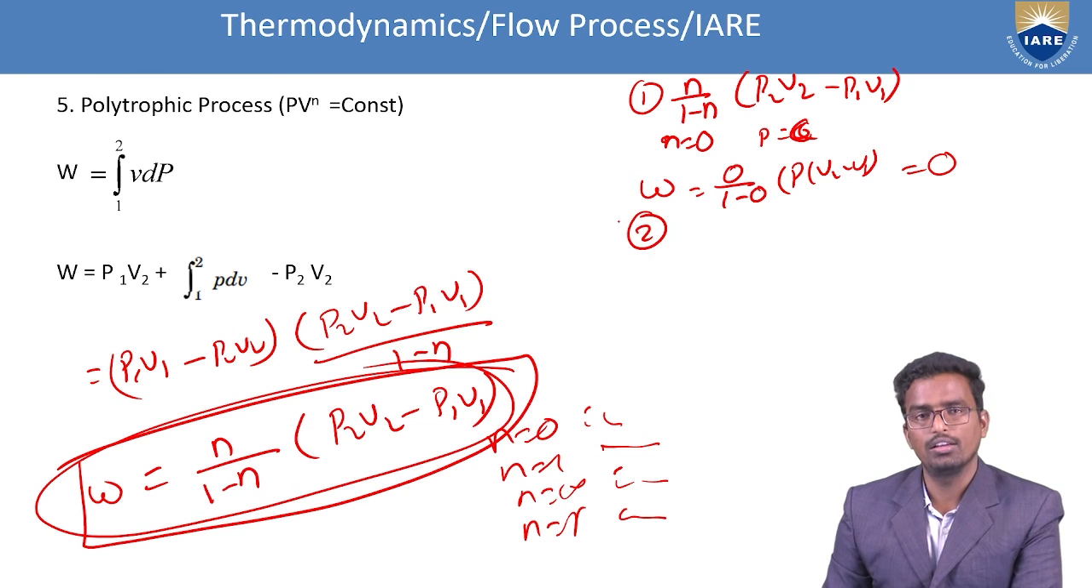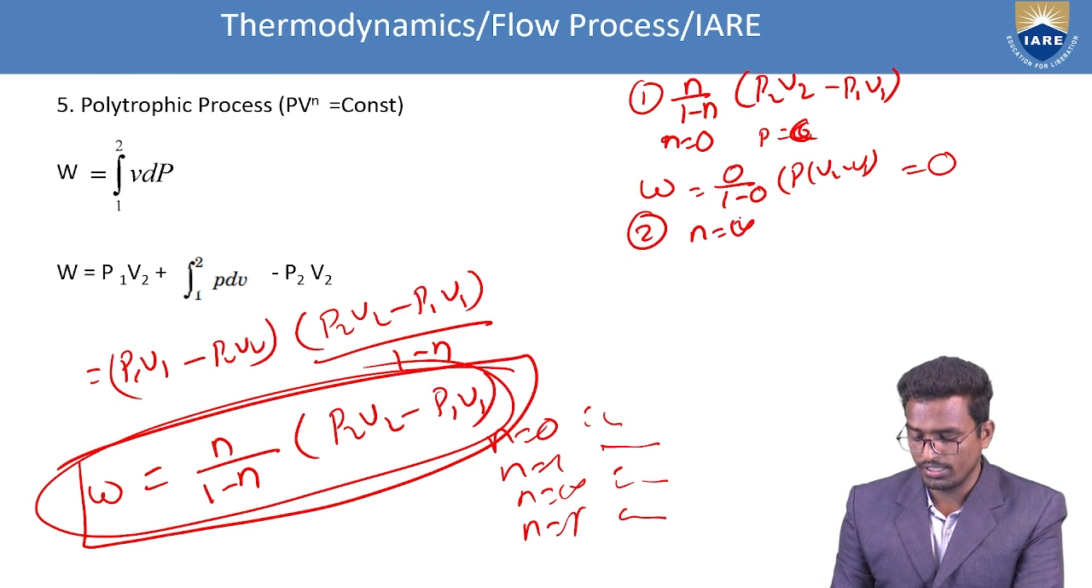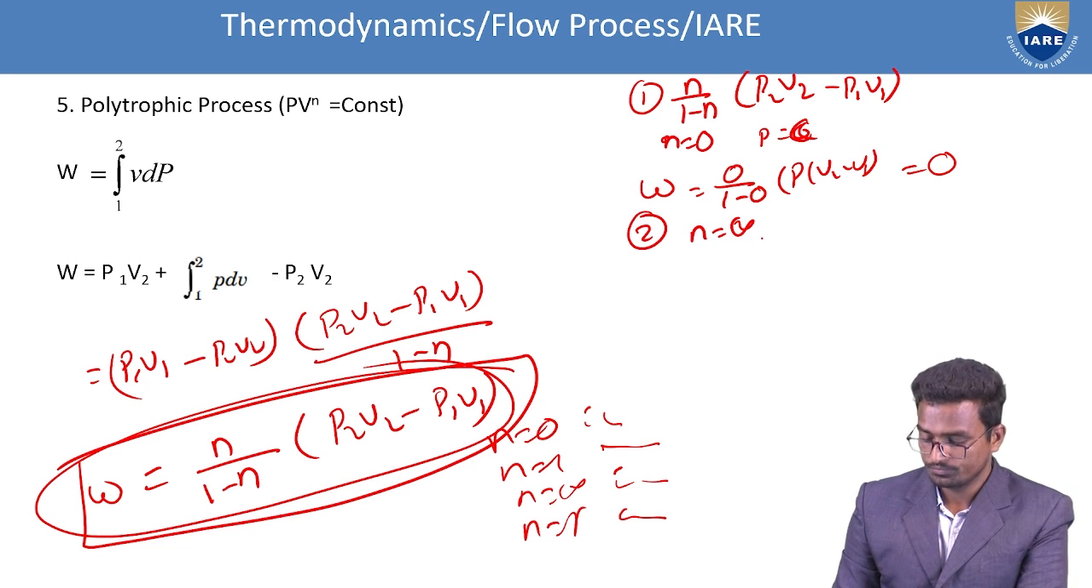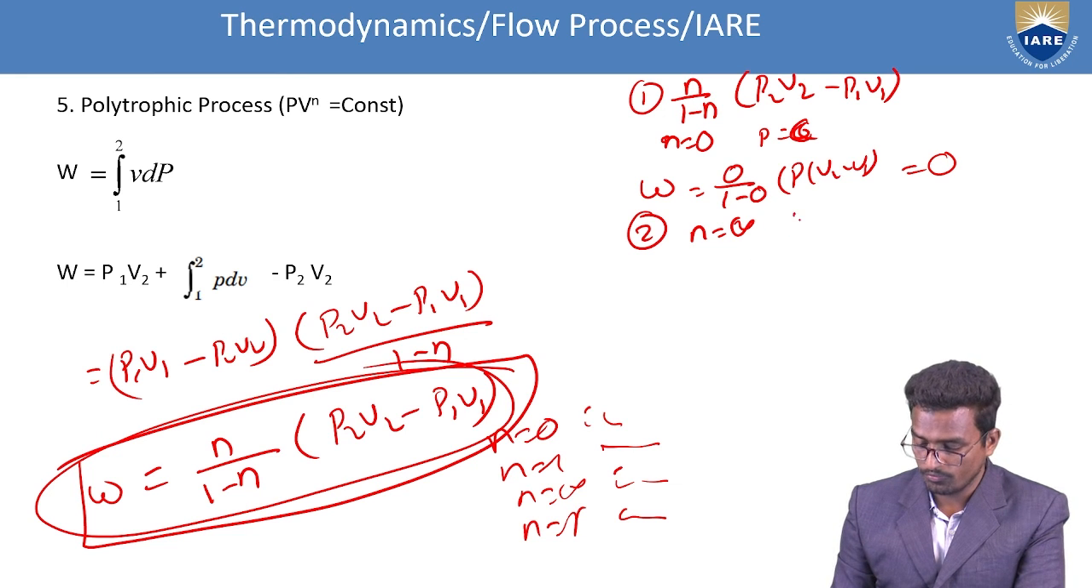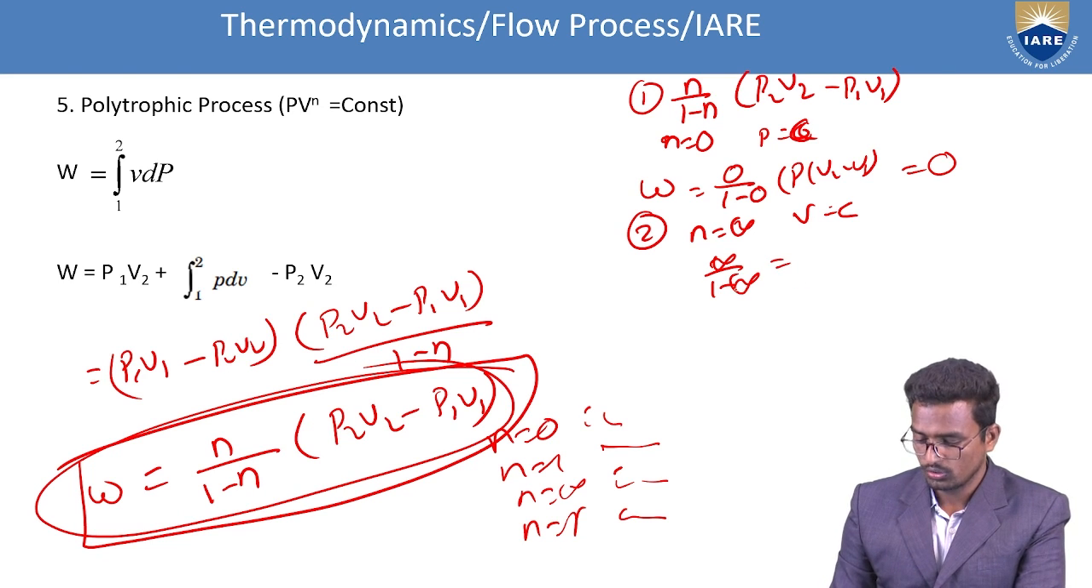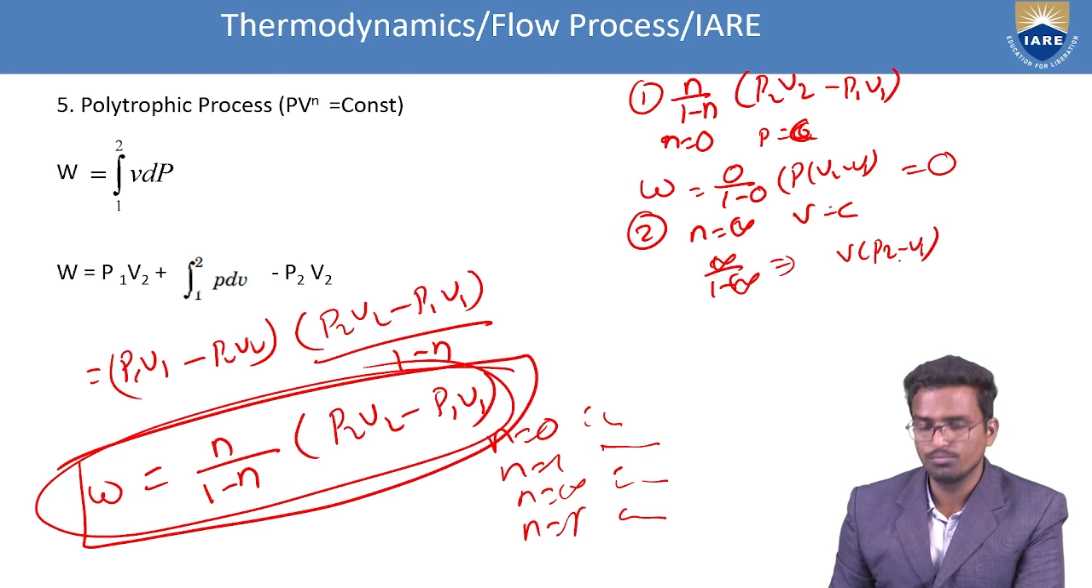In this way, you can also write n is equal to infinity in an isochoric process. Here, if you substitute that v is equal to constant, it is infinity by 1 minus infinity. So you can do the integration of this one. So 1 minus infinity, you get some value of this one, right? So you finally get the value of p2 minus v2, right?